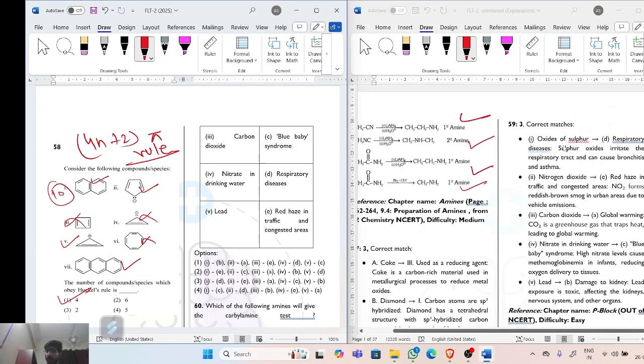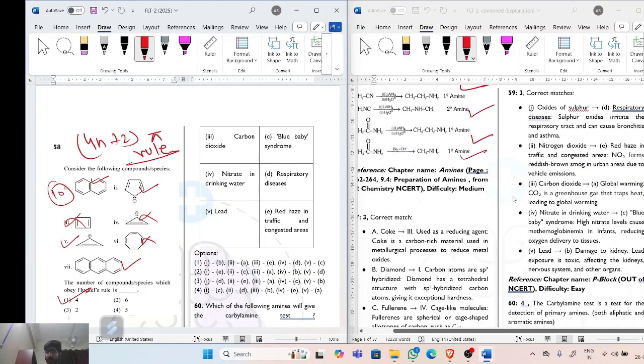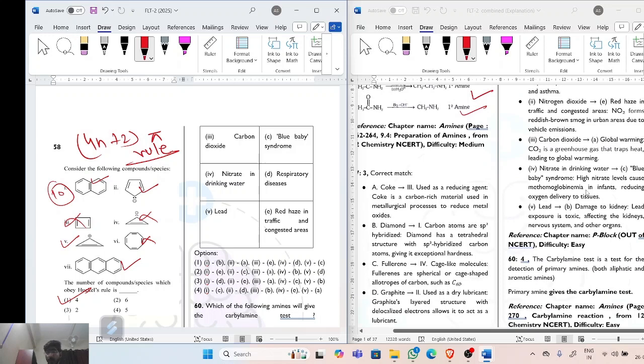So oxide of sulfur can cause respiratory disease. Sulfur oxide irritates the respiratory tract and can cause bronchitis and asthma. Option number two, nitrogen dioxide, red haze in traffic and congested areas. Carbon dioxide leads to global warming, it is a greenhouse gas that traps heat. In option number four, we have nitrate in drinking water, blue baby syndrome; high nitrate levels cause this disease by reducing oxygen delivery to tissues.